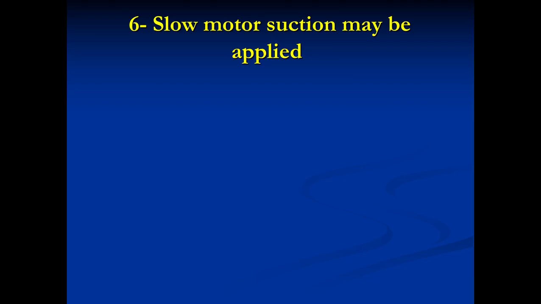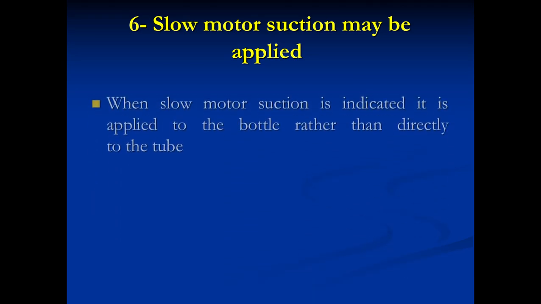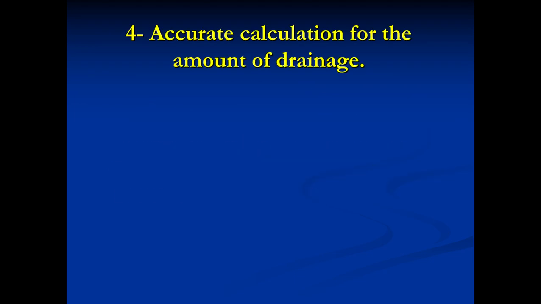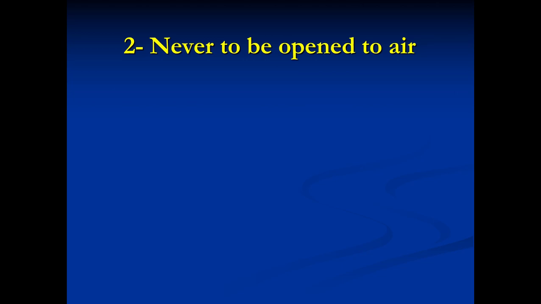Slow motor suction may be applied if there is a continuous air leak after insertion of the chest tube. The slow motor suction is indicated. If it's indicated, it's applied to the bottle rather than directly to the tube. As we saw in the previous photo, we'll check again.